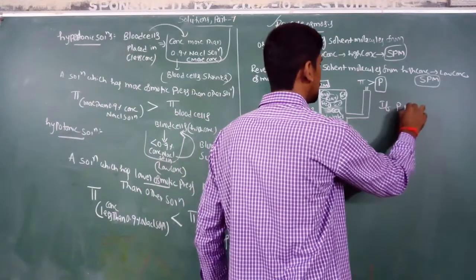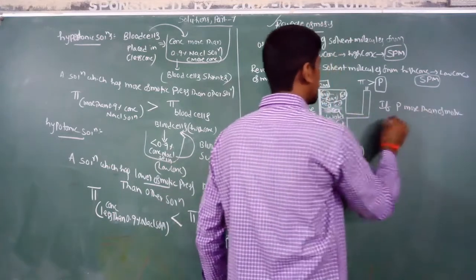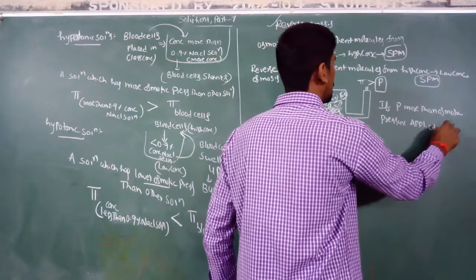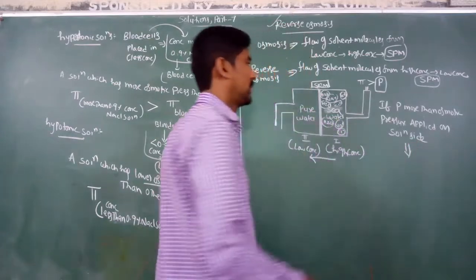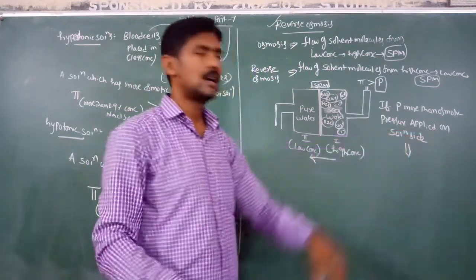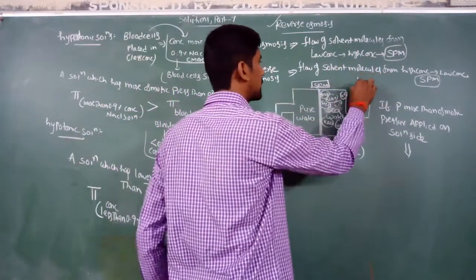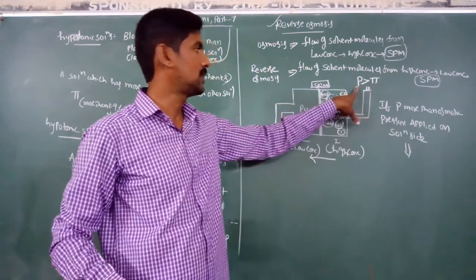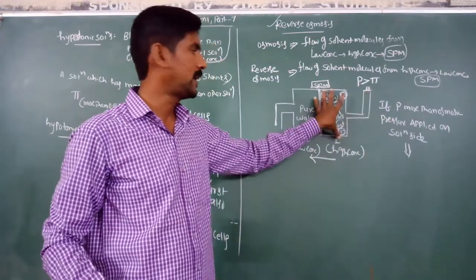what happens? If pressure more than osmotic pressure is applied on the solution side, what happens? You have to apply pressure more than osmotic pressure. This is osmotic pressure, this is the applied pressure. Pressure more than osmotic pressure is applied on the solution side.